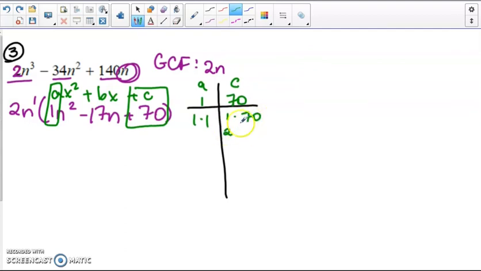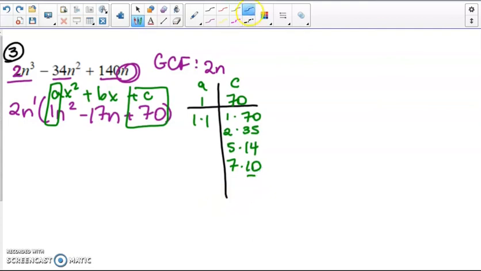2, 35. 3 cannot go into 70 evenly. 4 cannot go into 70 evenly. 5 can. 5 can go into 70 14 times. 6 can't go into 70. 7 can. 7 goes into 70 10 times. 8 cannot go into 70. 9 cannot go into 70. And the next one we'd try is 10, and I already have it. So we're set. Got all of our factors.